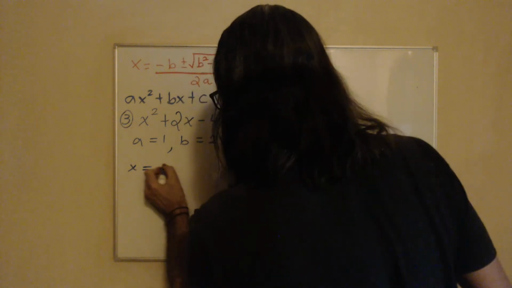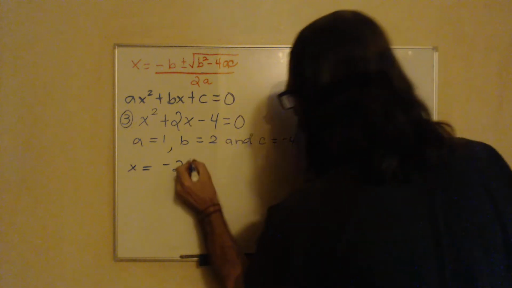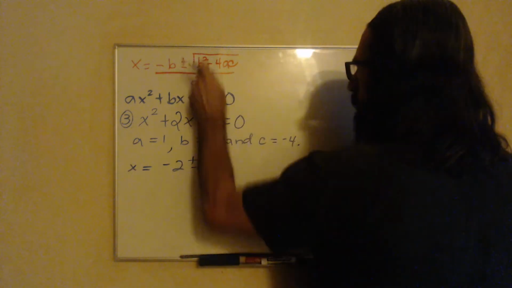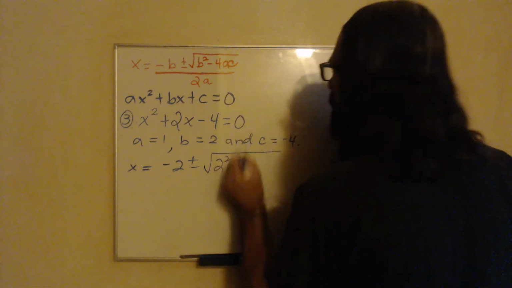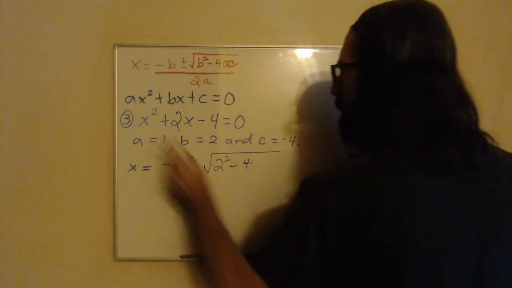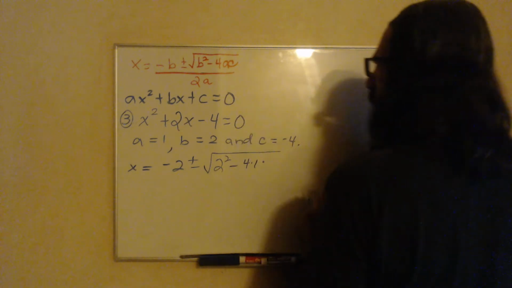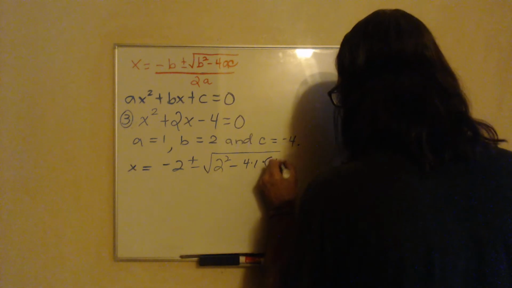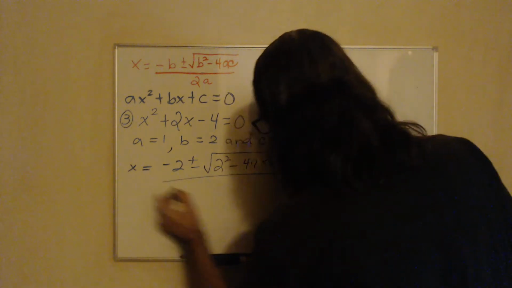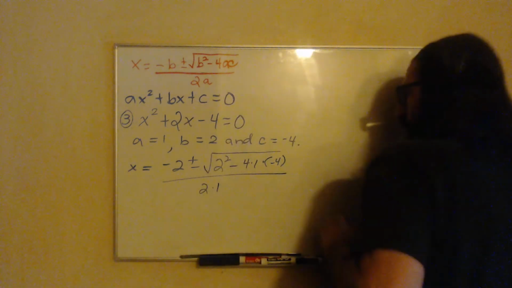Negative b is going to be negative 2, since b itself is positive 2. Under the square root, b squared will be 2 squared minus 4 times 1 for a times negative 4 for c, all over 2a, so 2 times 1.